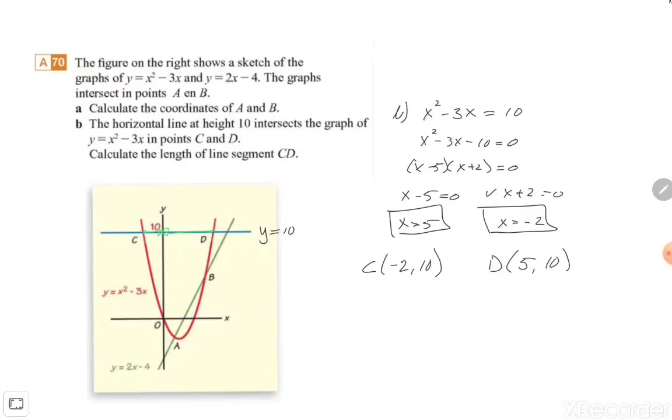But they didn't ask you for the coordinates of points C and D. They only want to know the distance from C to D. Now, the difference between -2 and 5 is 2 plus 5, which is 7. They didn't give you any units, so 7 is the answer. And that was exercise 70B.